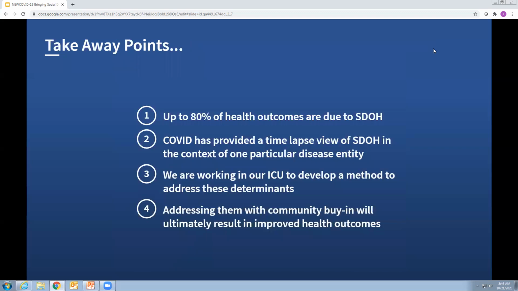So I want to finish up and then give you guys a little bit of time to ask me questions. But I just want a couple of takeaway points. What I try to tell the fellows and the residents that I work with in the ICU is that the ICU is really like being in a forest. There's so many things being thrown at you.